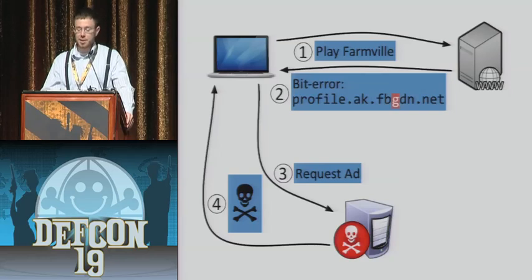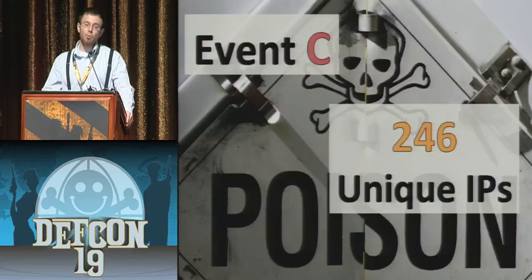And event C is actually the most interesting one of all. And I promise it's actually not Farmville. It affected 246 unique IPs. What's interesting about event C is that it's an actual case of DNS poisoning caused by random bit errors. After looking through the logs for the days of event C, I noticed that all of the requests for those few days were, 1, from the same /24, and 2, they were all for the same server. And here is approximately what happened.